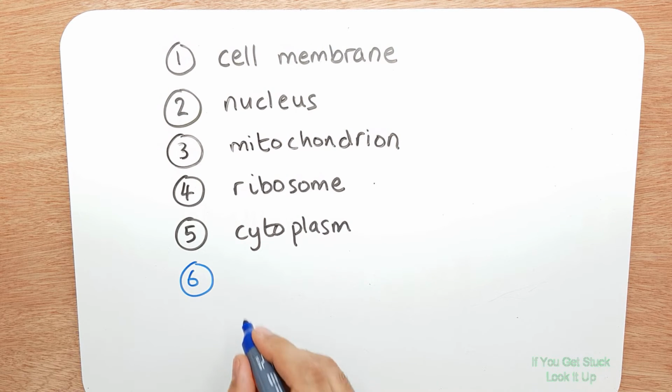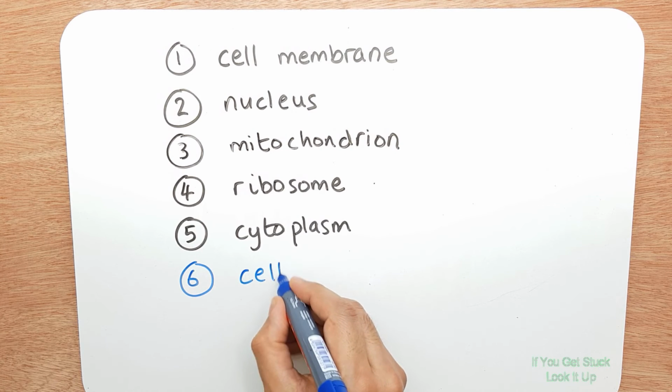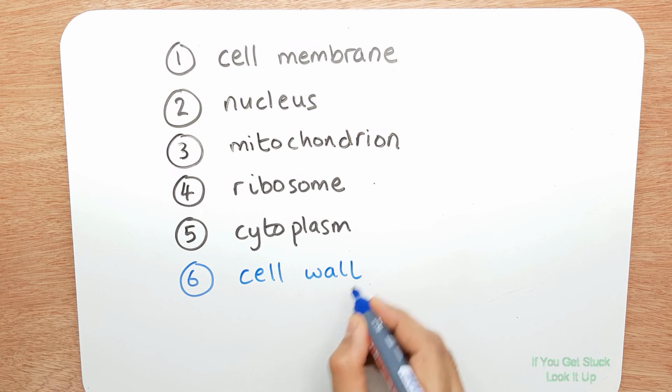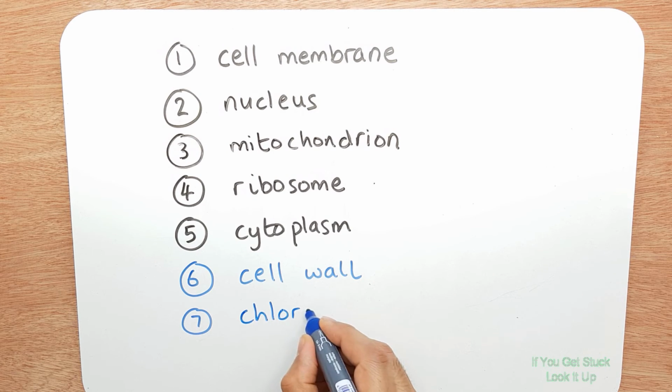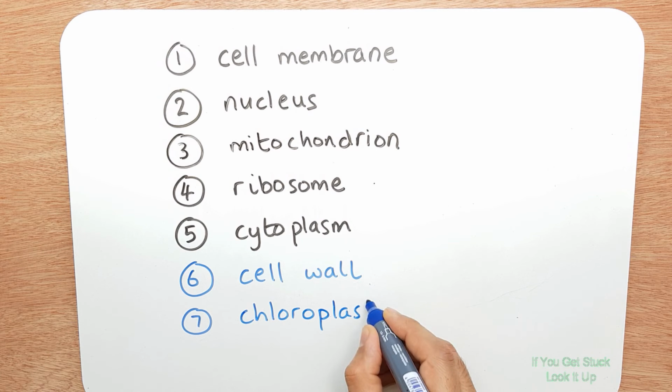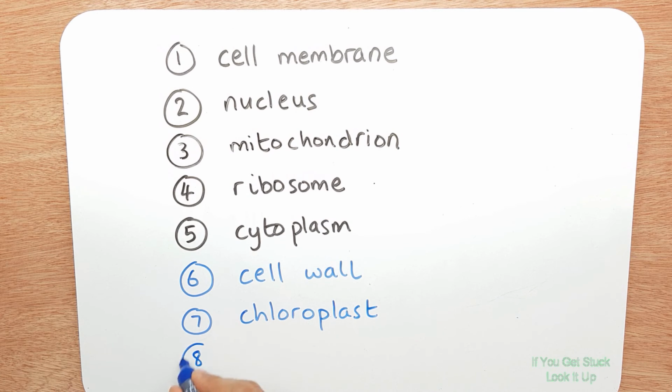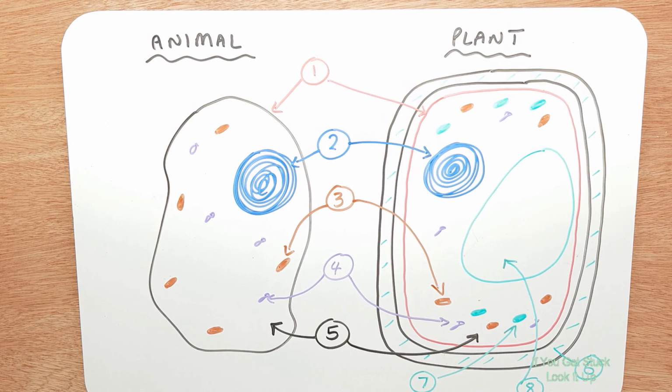These are the extra parts for a plant cell: the cell wall, the chloroplast, and the vacuole. And the best way to remember these is to keep drawing them and keep saying the words out aloud. Cell membrane, nucleus, mitochondrion, ribosome, cytoplasm, cell wall, chloroplast, and vacuole.